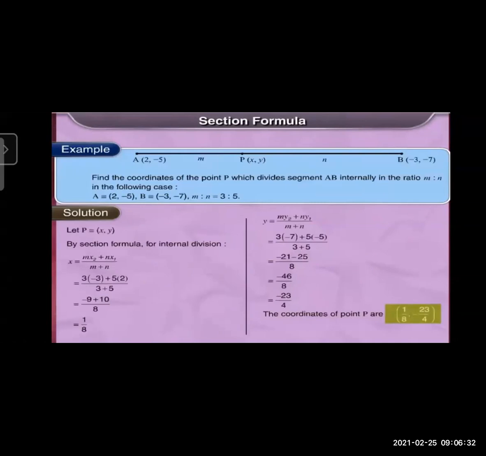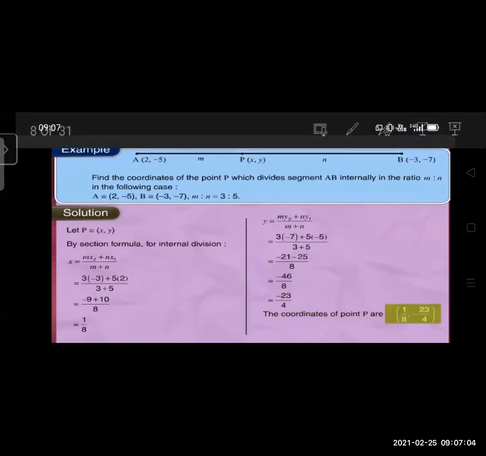Here we have a line segment AB. Find the coordinates of point P which divides segment AB internally in the ratio m is to n in the following cases. Here we have a line segment with coordinates 2, -5 and -3, -7, and P divides the line segment in the ratio 3:5. We write one by one. Let P be the point having coordinates x, y.